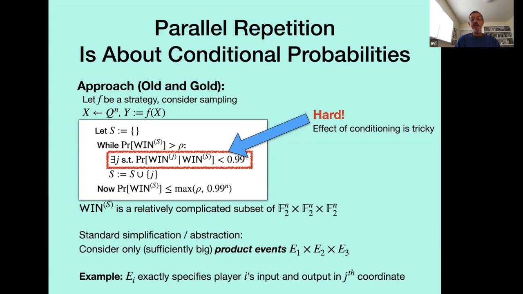Just as long as you didn't go down enough, if you didn't prove your theorem, this is a big event and you can condition on it and find another coordinate. Right.